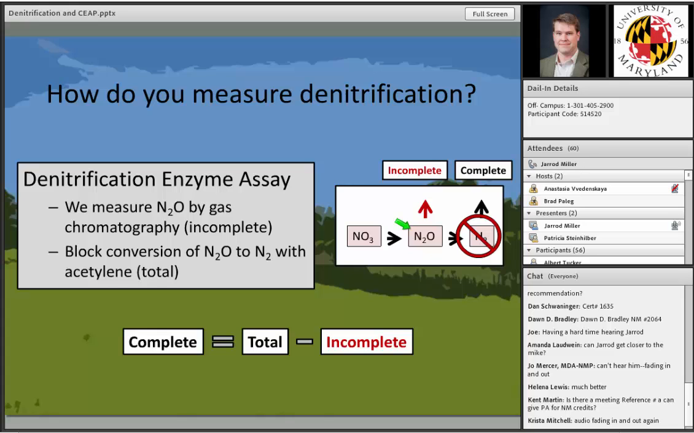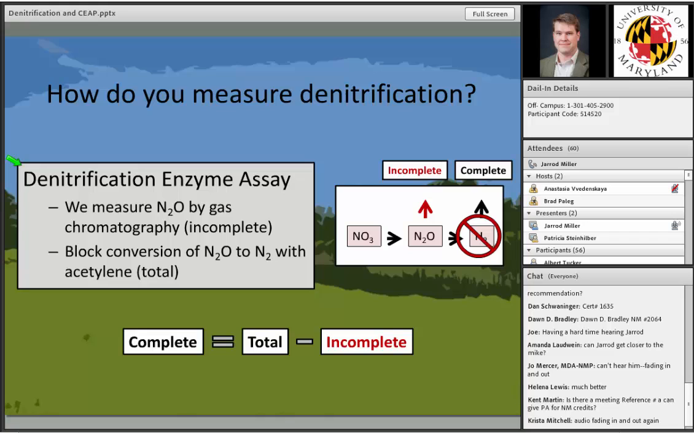So what they figured out is we measure N2O by gas chromatography, and then if you add acetylene to these soils, it blocks this final conversion. So you have to take 2 measurements. First you measure the N2O that's coming off of the soil, and then you come back and you add acetylene and you prevent all of this from forming, so everything comes off as incomplete. And that will be your total, or your complete denitrification. If you simply subtract incomplete from total, you get how much is coming off as N2. So that is the primary method through which we measure in a lab setting denitrification.